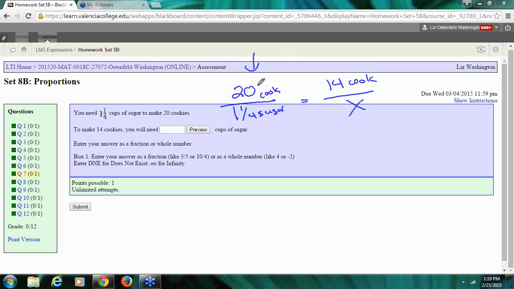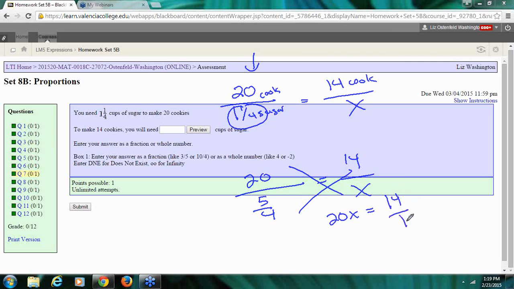Keep it the same. If I start with cookies in the numerator here, make sure you put cookies in the numerator here as well. Before I cross multiply this, I need this mixed number to be an improper fraction, so I'm going to do 20 over 1 1/4 is really 5 over 4 equals 14 over x. Now I'm going to go ahead and solve this by cross multiplying.